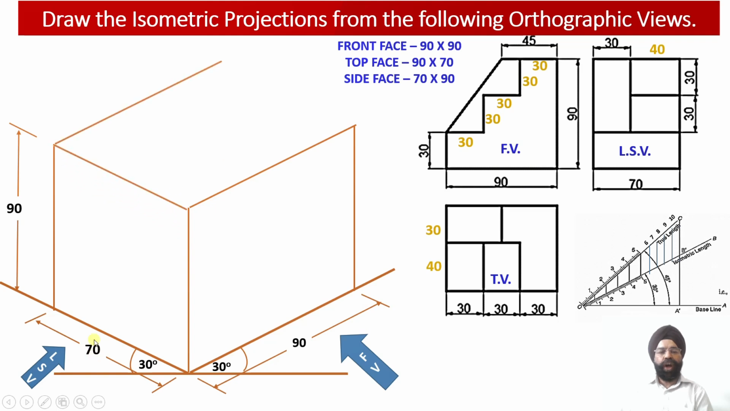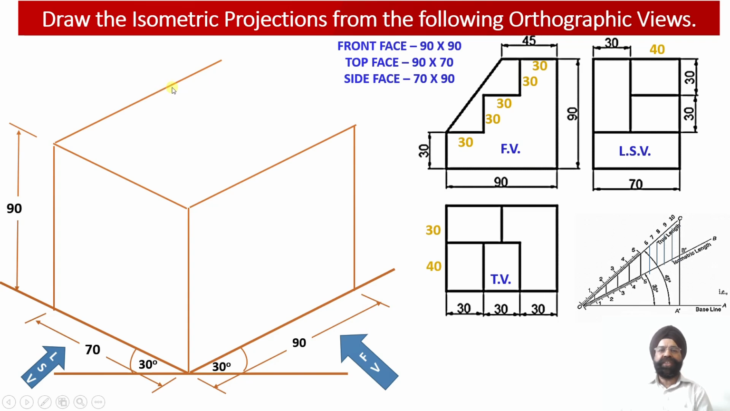Now having drawn this width and the height, I am going to complete the left hand side face. So this is the isometric line which I have drawn parallel to the x-axis. This is again the isometric line which has been drawn parallel to the y-axis. Now let me complete the top face of the solid.